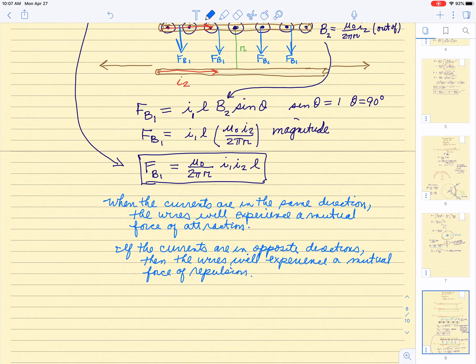And I want you to show that. I want you to go through the same logical and mathematical arguments that I used above to show that for currents in opposite directions, there will be a mutual force of repulsion. I'm going to end this part here, and then we'll have one more part to clean up some loose ends and show you one more current distribution, and we'll talk about that a little bit.